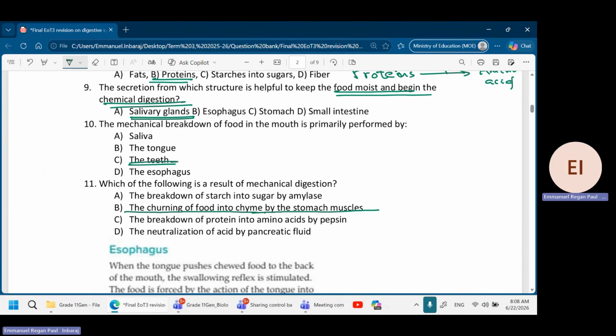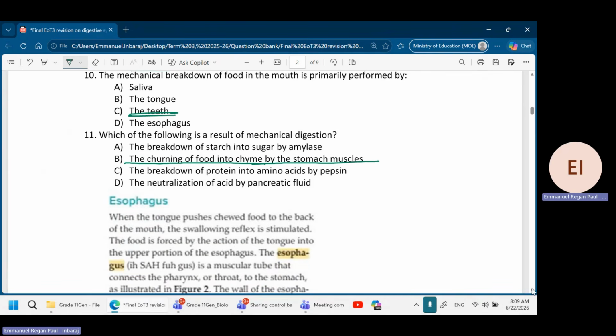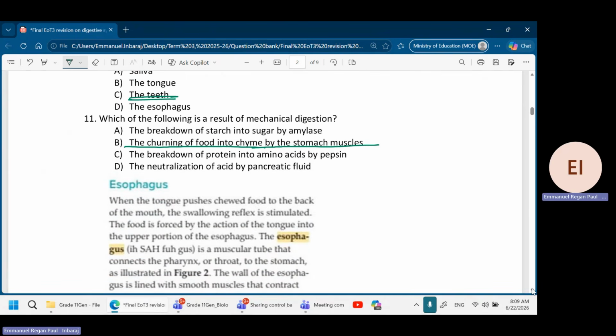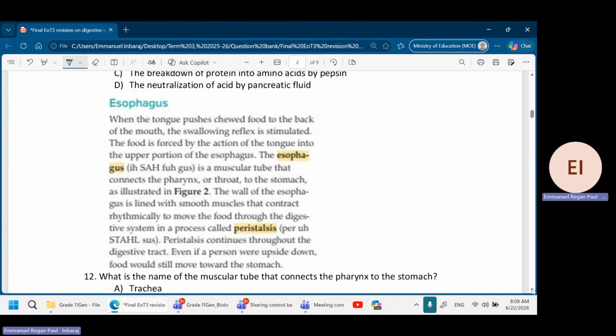So this is question number 2 to 11. I hope you are clear with this. Now let's move on to the third concept, the esophagus. There will be questions on this as well. This is from page number 29 in your textbook. You can open your textbook to page number 29. Here the main key concept is peristalsis. So what is peristalsis? You see the word?